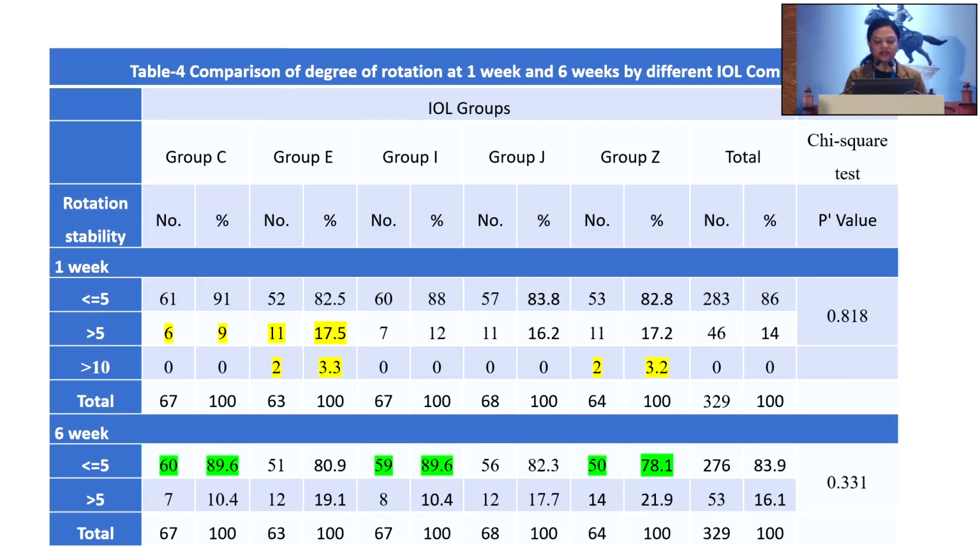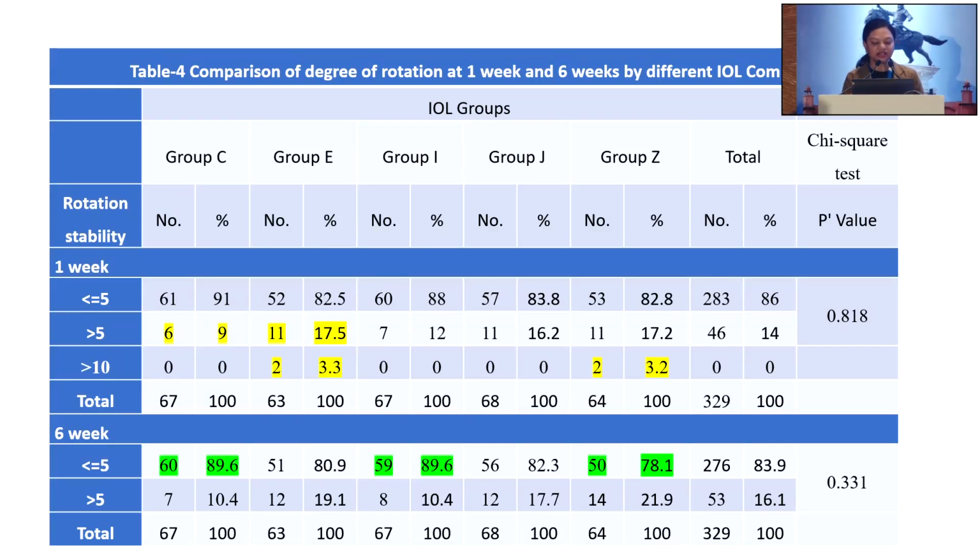On comparing the degree of rotation at 1 week, group C was more stable, with 9% showing rotation of more than 5 degrees, and groups E and Z had more than 5 degrees of rotation in 17% of the patients. In both group E and Z, we had 2 patients each who required re-rotation at OT because they had a rotation of more than 10 degrees.